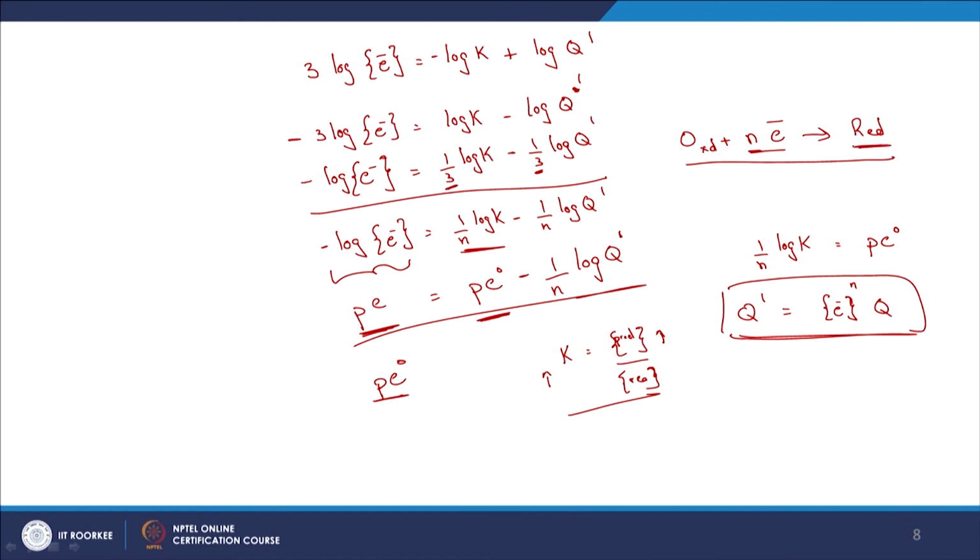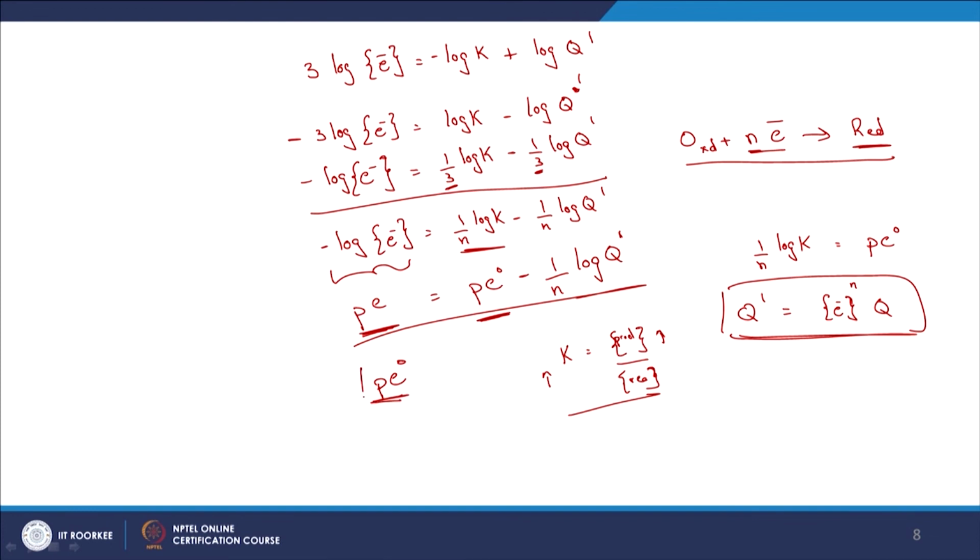So, when you have a higher Pe naught, what does that mean? It means that the reduced form would be predominant when the system is at equilibrium. So, what do we understand from Pe naught? A high Pe naught means reduced conditions, or the reduced form predominates at equilibrium, right. That is what you see here.